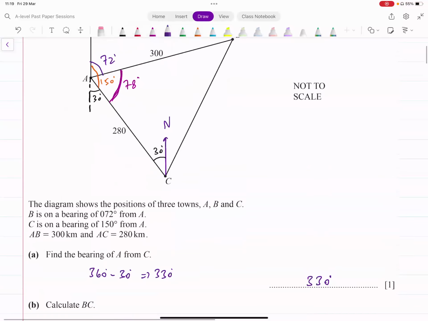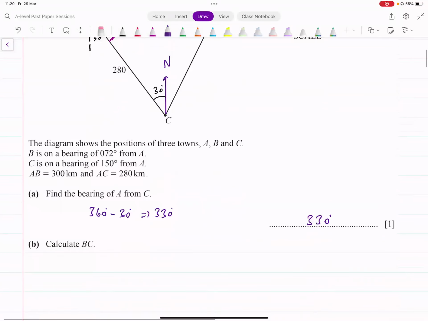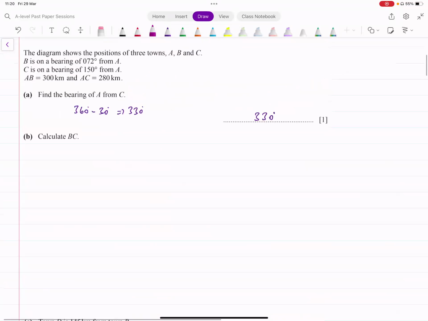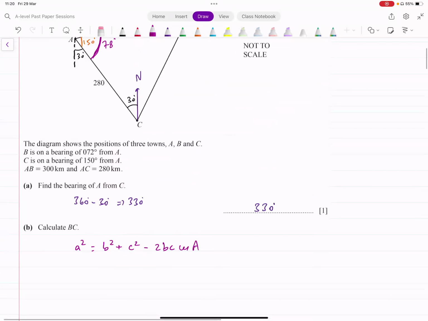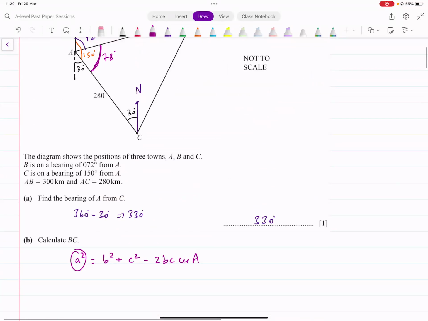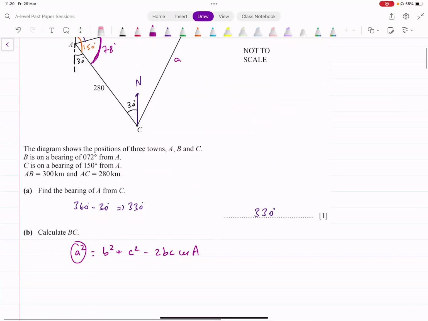We have two sides and the angle between them. What's the cosine rule? This is what the cosine rule looks like: A squared equals b squared plus c squared minus 2bc cos of A. Now the angle that you have, A is going to be the side opposite to that angle. So this is supposed to be A, and that's what we're looking for.